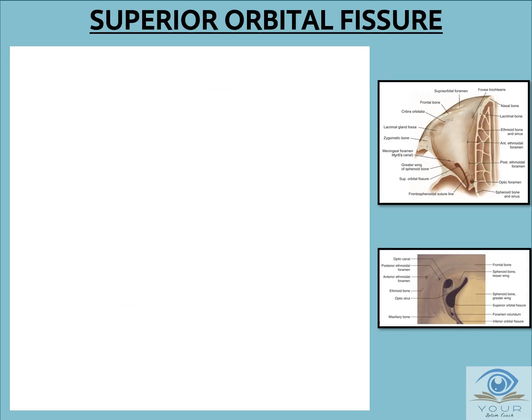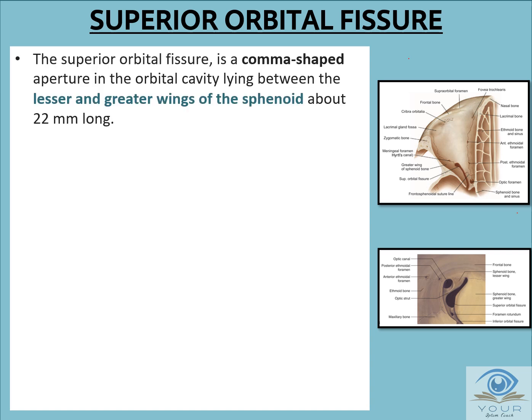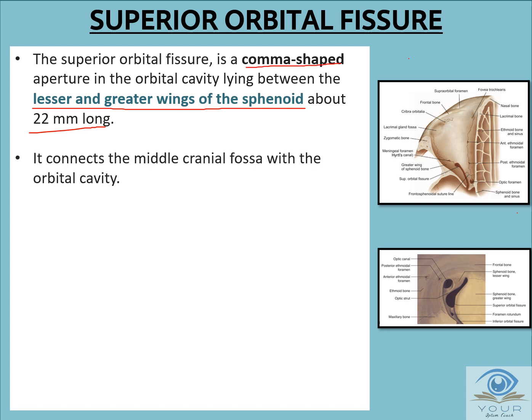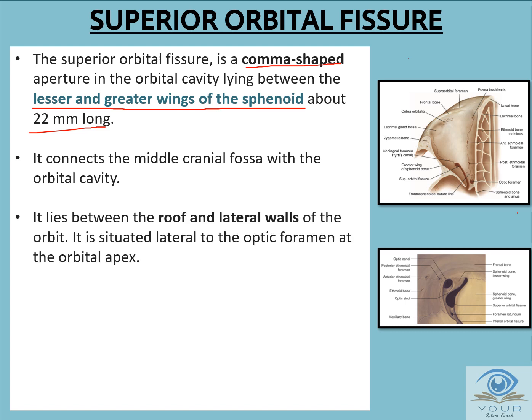The second component of the orbital apex is the superior orbital fissure. The superior orbital fissure is a comma-shaped aperture in the orbital cavity lying between the lesser and greater wings of the sphenoid. It is about 22 mm long. It connects the middle cranial fossa with the orbital cavity. It lies between the roof and lateral walls of the orbit. It is situated lateral to the optic foramen at the orbital apex.